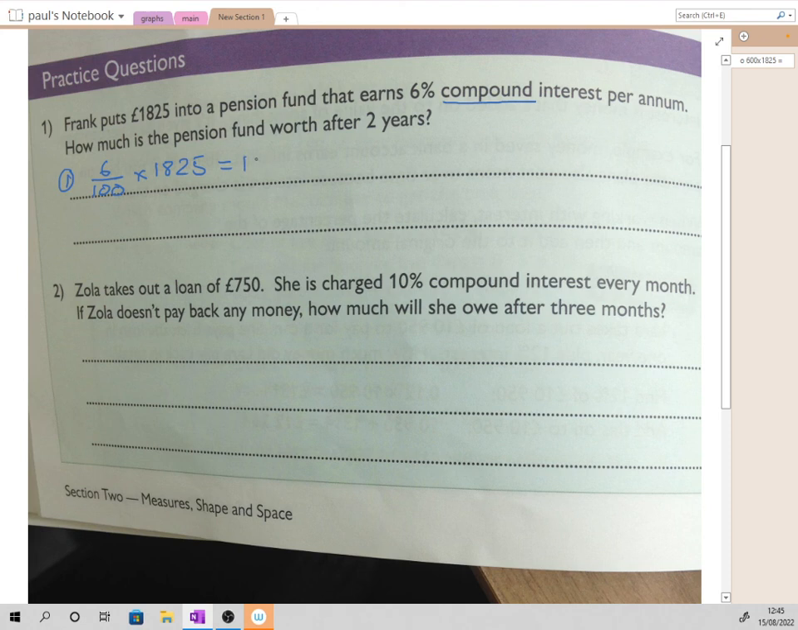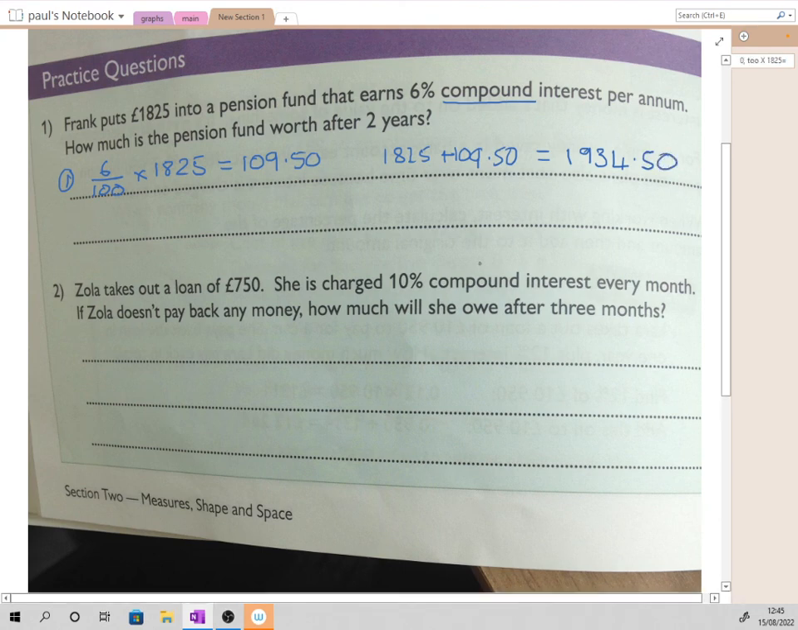£109.50. No pennies, yeah. 10% is 182.50, so that's about right. So, then we take our 1825 and add 109.50, which is 1934.50 on the calculator.